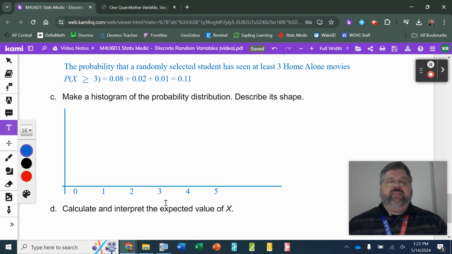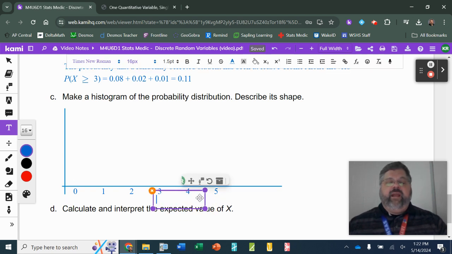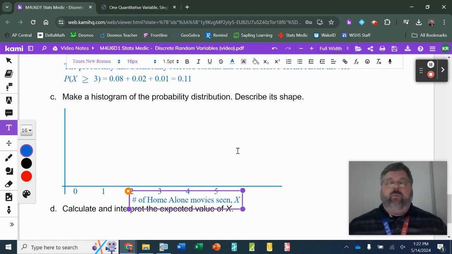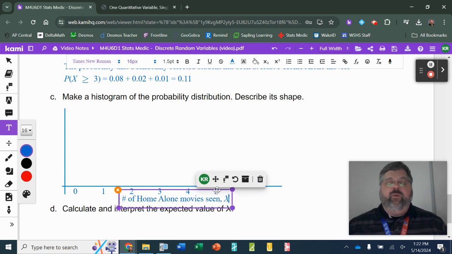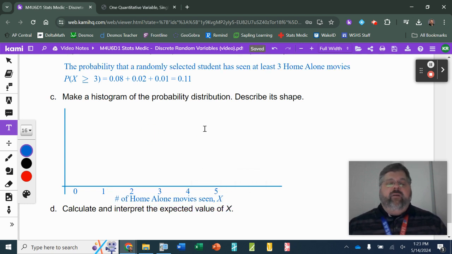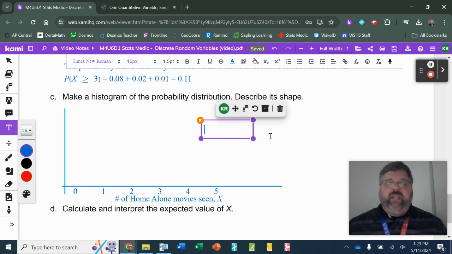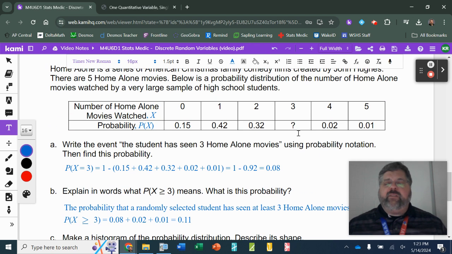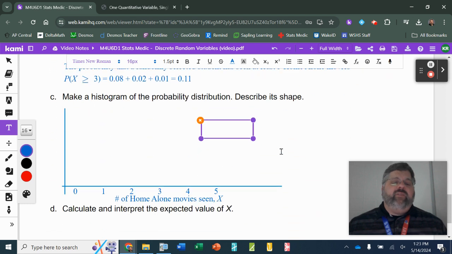And so this is representing my values of X. In this case, X was the number of Home Alone movies seen, and that's our random variable. So sometimes we just put our random variable X in there. It's the number of Home Alone movies seen. Now, along my vertical axis, I'm also going to have a scale. If we go back and look, our greatest probability here is 0.42. So we could probably get away with putting a 0.50 on there.